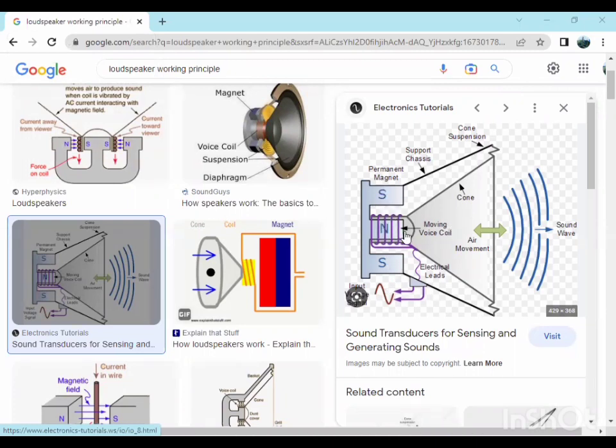Because of this constant attraction and repulsion, the diaphragm is moving. When the diaphragm moves, there is movement of particles, and so a sound wave is produced. That is how it works. And this was the first part of our electricity, which is electricity and magnetism.